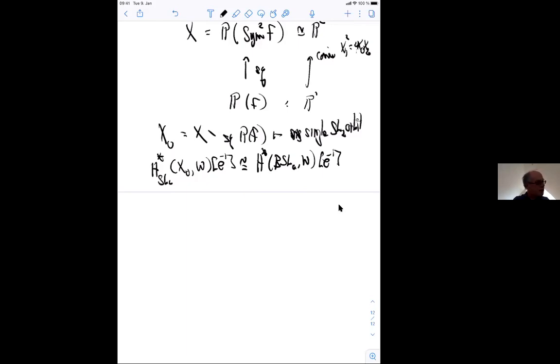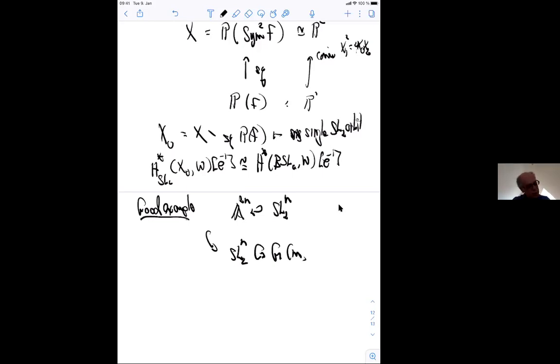Sort of running out of time, I wanted to get to the story about N, but let me just say that a good example: you take A to the 2n, and this has the obvious action by SL2 to the n, where the ith factor acts on the ith pair of coordinates. The first factor acts on the first 2 coordinates, the second on the next 2 coordinates, etc. This induces an action of SL2 to the n acting on the Grassmannian of m planes in 2n space. And this has good properties. This is good.